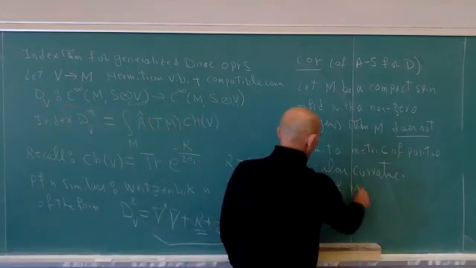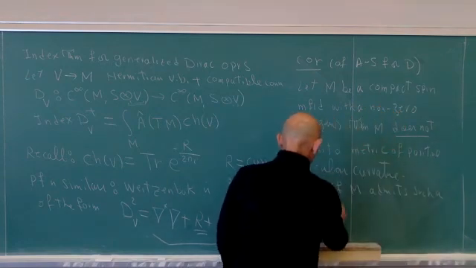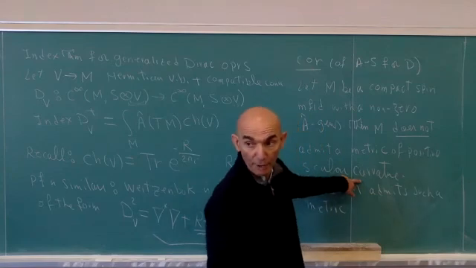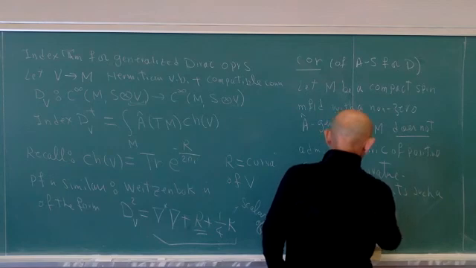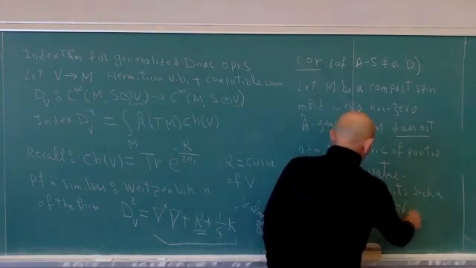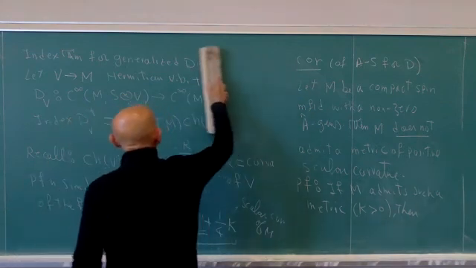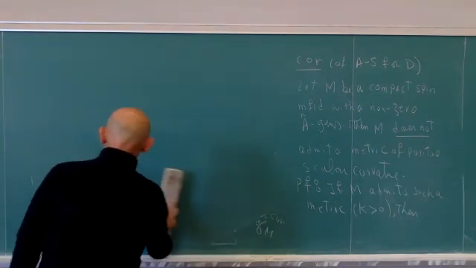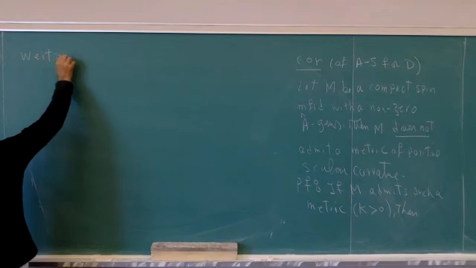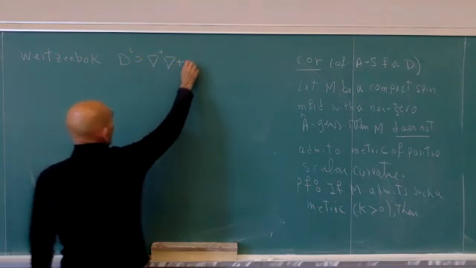If M admits such a metric, remember, a metric of positive scalar curvature means K is positive everywhere. And K is not a constant, it's a scalar function on your manifold. Then you can use the Weitzenböck formula, which was D squared equal to nabla star nabla plus K.